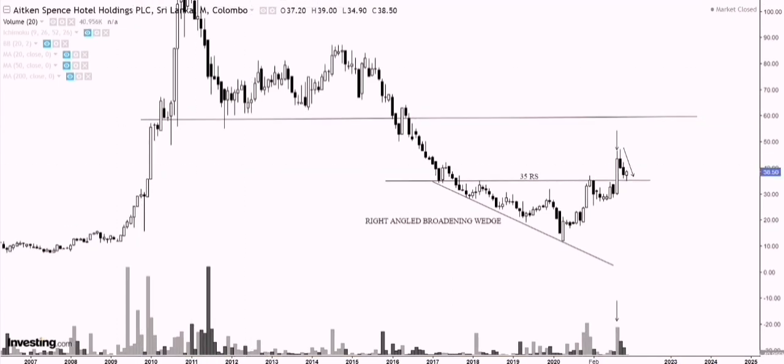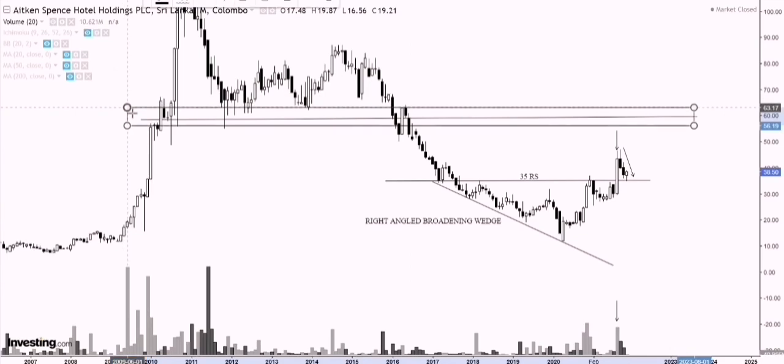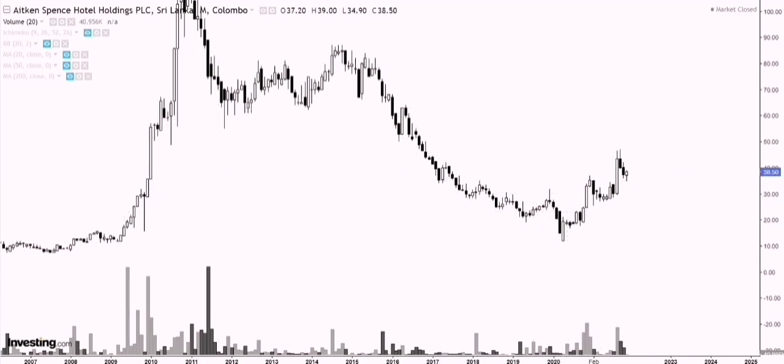Now you can clearly see that this area has been a level of interest for buyers and sellers alike. It's been a level of interest since around early 2010, for the past 11 years. This has been a level of interest for both the buyers and sellers alike. So now that we have looked at the price target and we know where our stop is going to be, which is below 35, there's another candlestick formation that I want to show you guys.